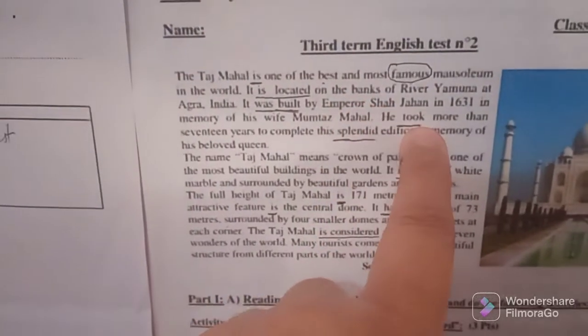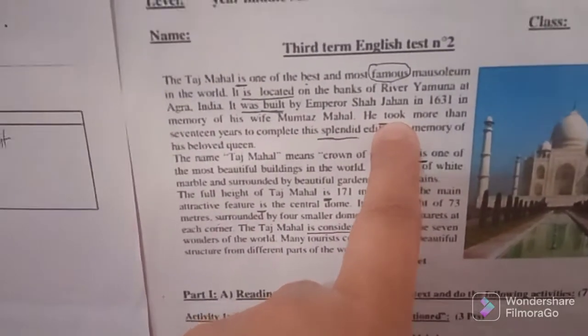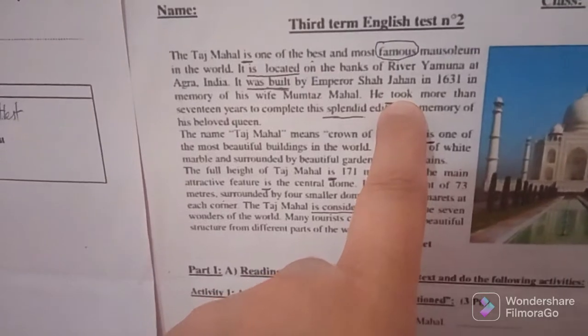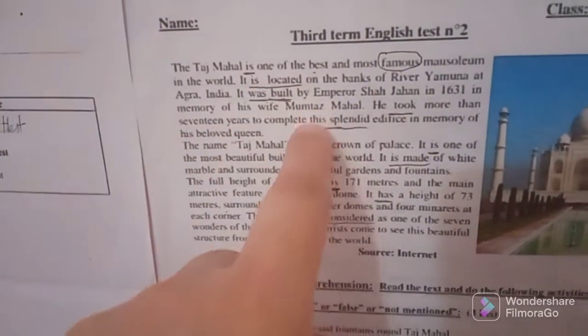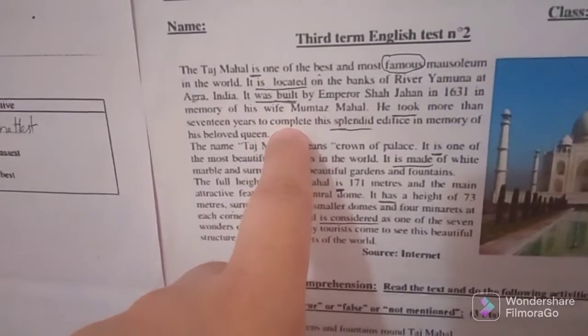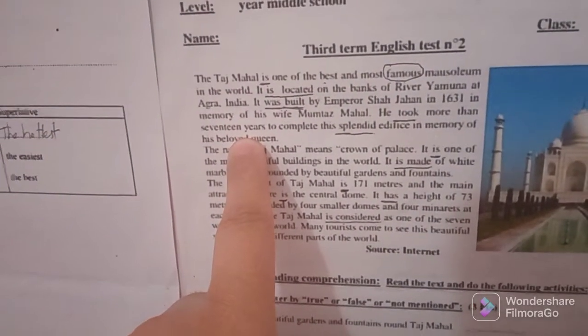When I move to the simple past tense, I may find took. The verb take, the infinitive is take. They use the simple past tense because it is a finished action in the past. They took more than 17 years to complete this edifice. And this is real, but ended in the past.